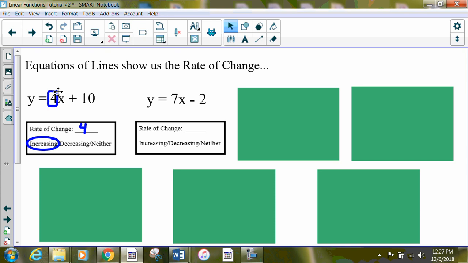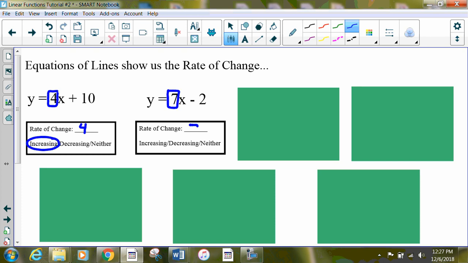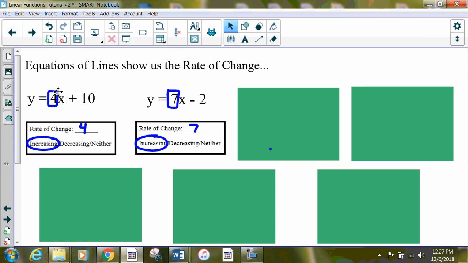Just identify the number in front of the x and say, wow, that's great. When it's in this form, the slope-intercept form, the number in front of the x automatically is the rate of change, the slope. 7 is positive, so that means it's increasing. All right, let's keep doing this.